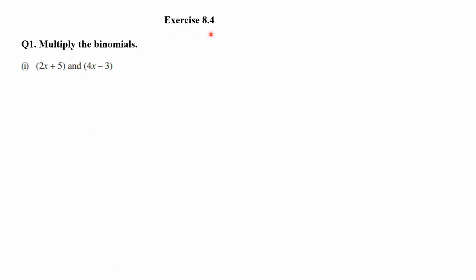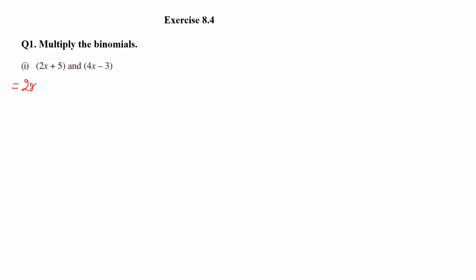So I'm going to start with exercise 8.4. Question number 1 is multiply the binomials. The first question is you have to multiply 2x plus 5 and 4x minus 3. So again we will follow the same rule. You have to multiply each term of the first binomial with each term of the second binomial. First multiply 2x with 4x minus 3, and then plus 5 again multiplied with 4x minus 3. Then we use the distributive law, and if there is any like term, we combine it. Okay, so let's begin.